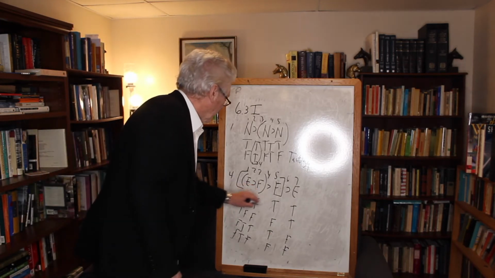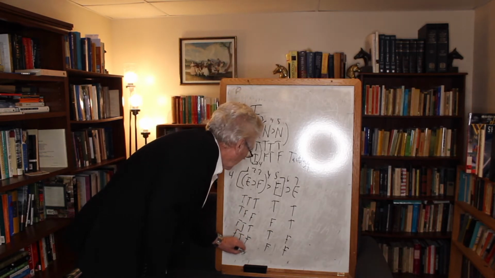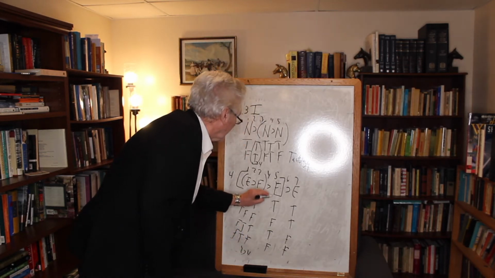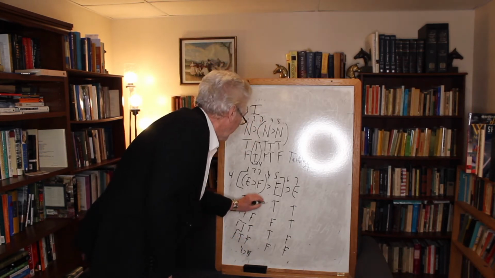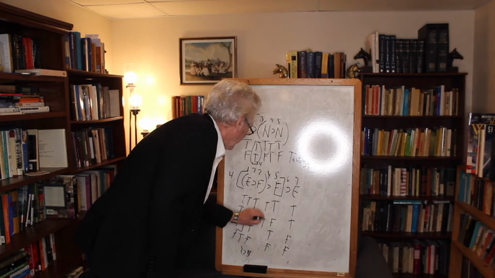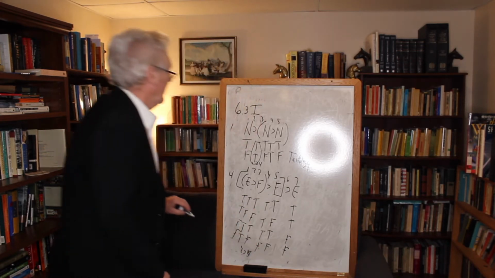Okay, then I can do this one. I can do 2 implies 5 in order to get 4. So true implies true is true. False implies false is true. True implies true is true. True implies false is false.